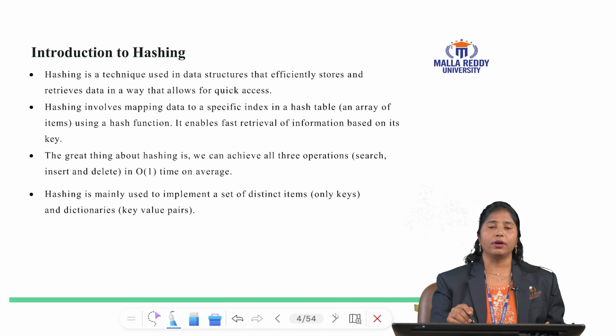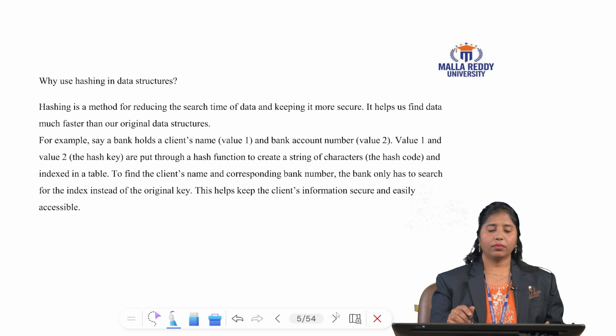So what is hashing? Hashing is a technique in data structure to store and retrieve data efficiently. Here we are focusing mainly on efficiency. Hashing involves mapping data to a specific index in a hash table. The great thing about hashing is we can achieve all three operations: search, insert, and delete. Hashing is mainly used to implement a set of distinct items and dictionaries.